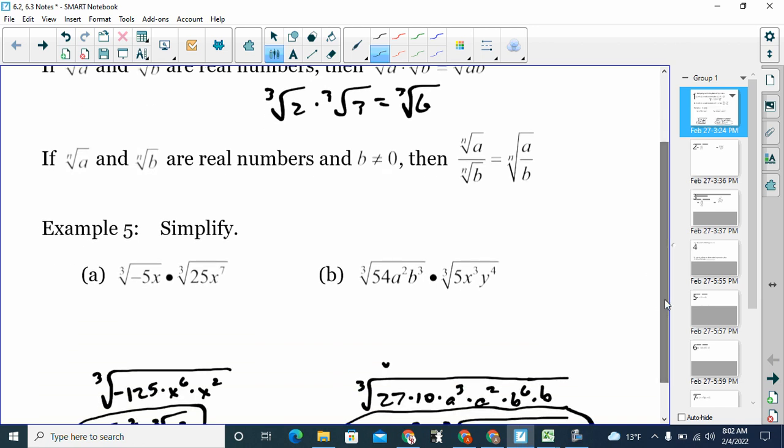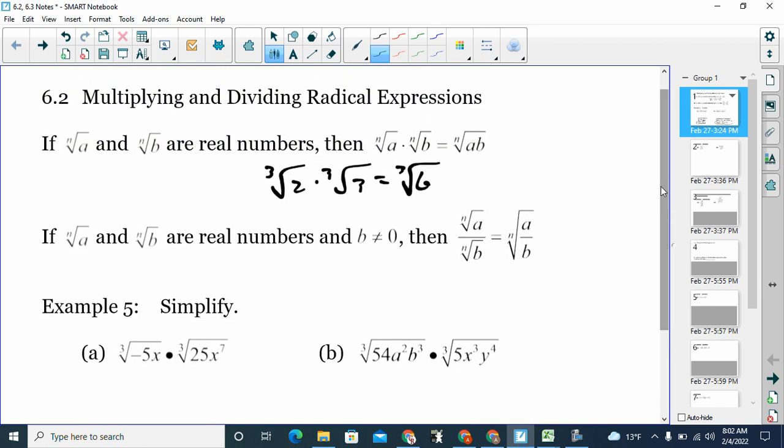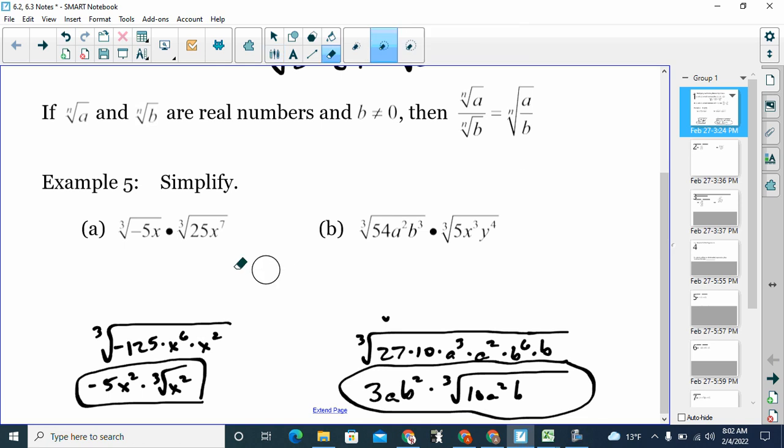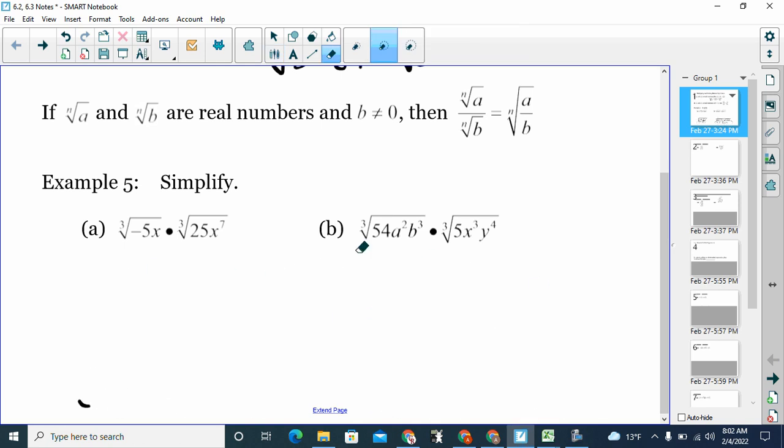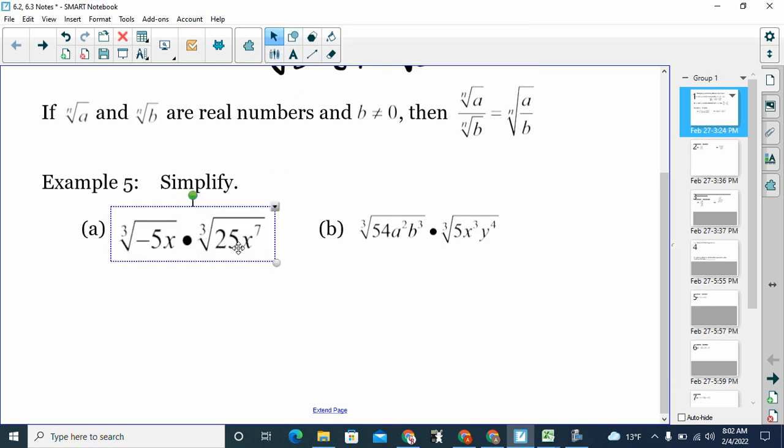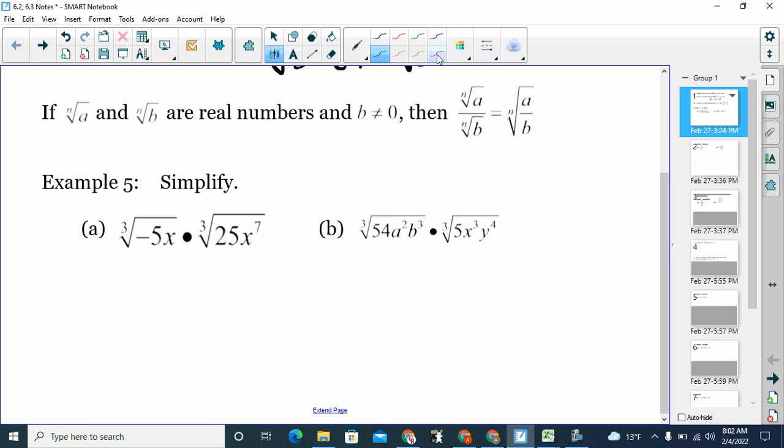So example 5, I guess, should be example 1. It asks us to completely simplify the cube root of negative 5x times the cube root of 25x to the 7th. Because they're both cube roots, I can just multiply what's under the roots. Negative 5 times 25 is negative 125. X times x to the 7th is x to the 8th. Cube root of negative 125 comes out even.